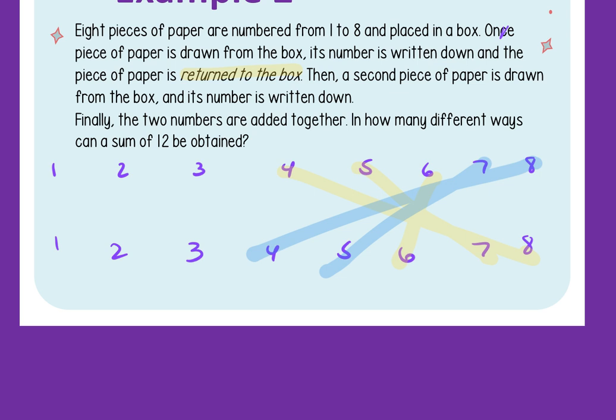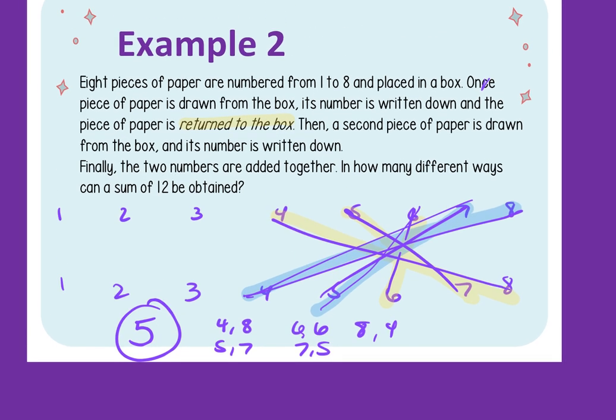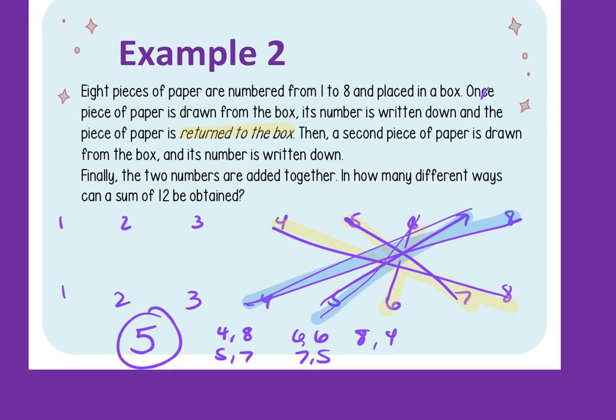So the question is, how many different ways can the sum of 12 be obtained? And we just said it is 5. If it asks for what they are, then it's 4 with 8, 5 with 7, 6 with 6, 7 with 5, 8 with 4. Those are the 5 different ways that you can have a sum of 12.